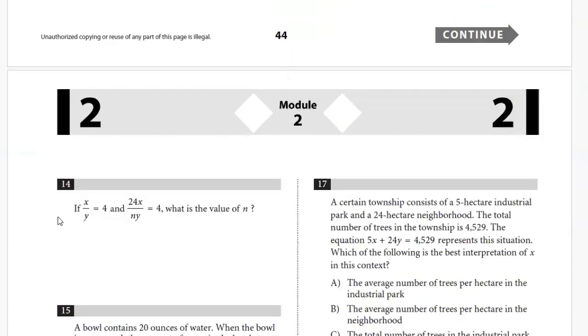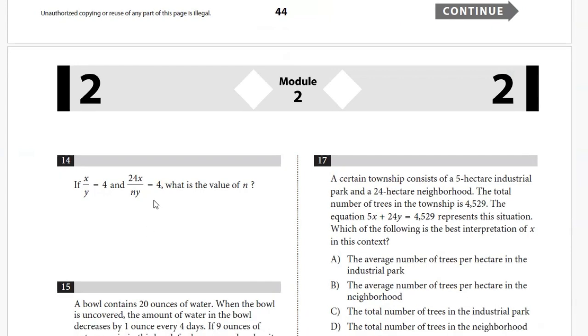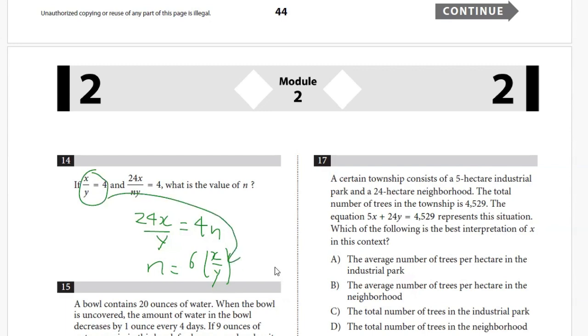Okay. If xy is 4 and 24x over ny is 4, what is the value of n? I'm going to go ahead and separate this out here. So I'm going to bring my n to the right. And n is going to equal, if I divide both sides by 4, 6. And then put this over here, and you get 24, because 6 times 4 is 24.